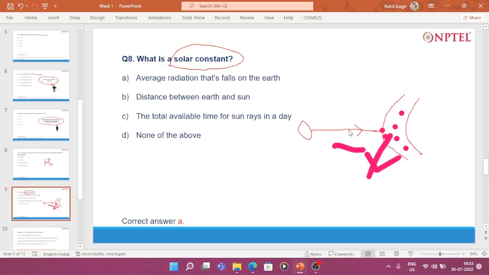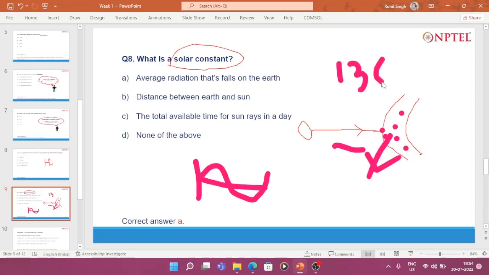Okay, this amount is almost constant. I am not saying it is not changing. It changes a bit, but almost constant for a time period. If we see it over a time period, it will vary like this. For a time period, this value is almost constant, and it is equal to 1367.